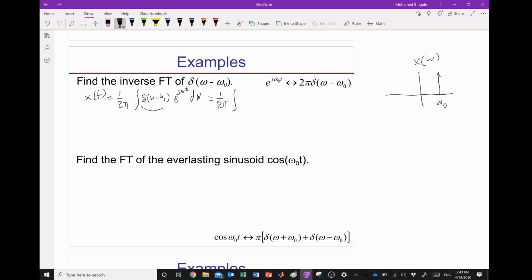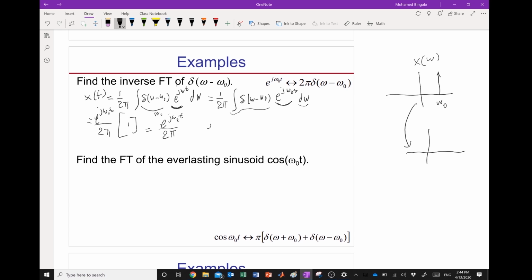An impulse multiplied by a function is just like sampling this function at the location of the impulse. This impulse is located at ω0, so plug in ω = ω0, the location of the impulse, dω. Now e^{jω0 t} has nothing to do with dω, the variable, so it comes outside the integral. What's the integral of an impulse? It is 1. And that's the answer.